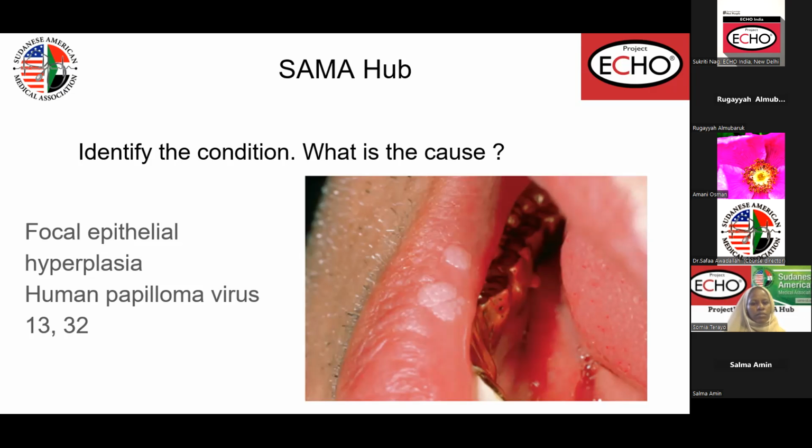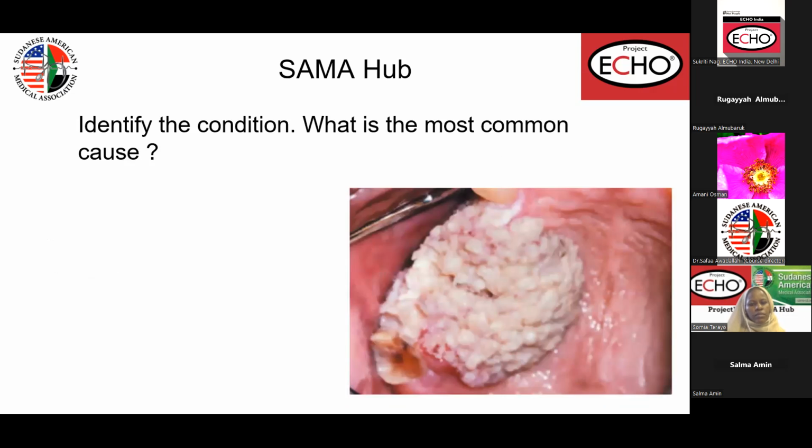Moving on. Can you identify the condition, and can you point out the most common cause of this condition? You are welcome. No problem.